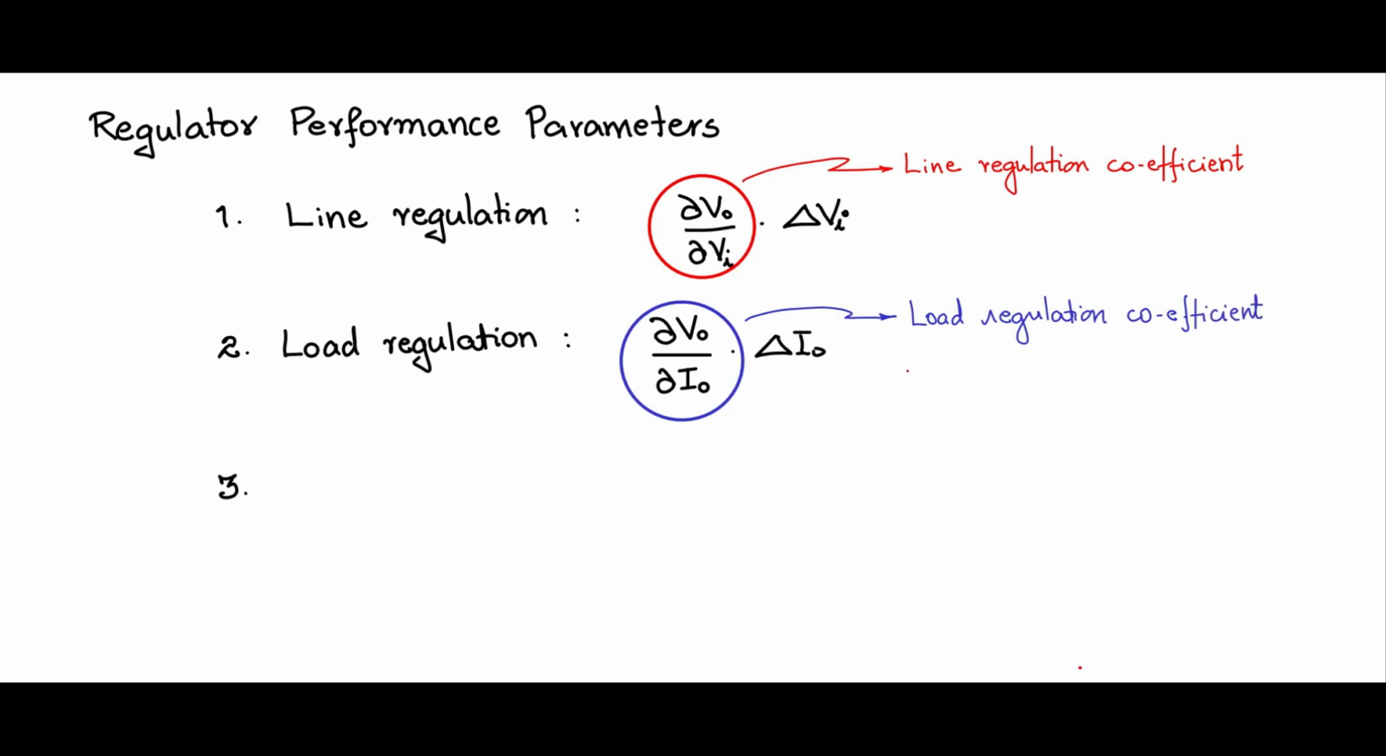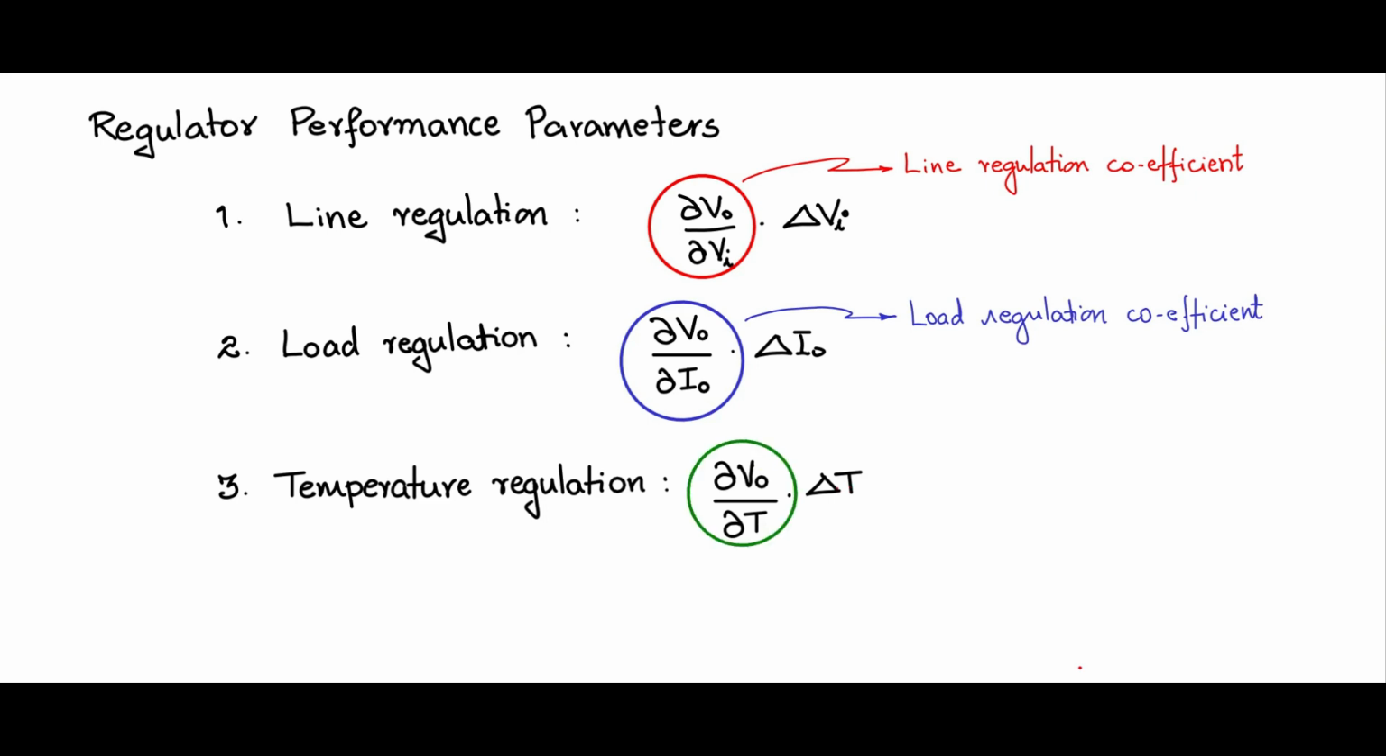And the third one is the thermal or the temperature regulation, which gives the effect on V0 due to change in temperature, del V0 by del T, for a given absolute change in temperature. So the effect of change in temperature on V0 multiplied by the actual change in the temperature gives you the regulation due to temperature variations. So this is the temperature regulation coefficient.